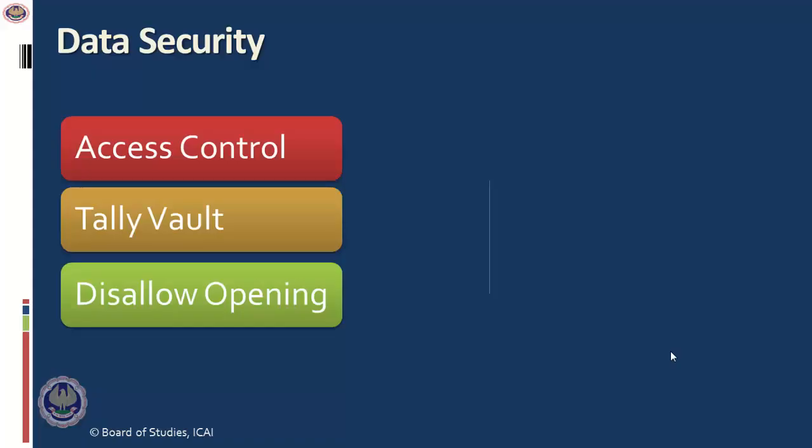Third point in this section, data security, that is disallow opening in educational mode. Many times it is quite possible that some people may take your Tally data out of your office and they may read the data at home. Tally works in educational mode also, but you can prevent your company from opening in educational mode. The Tally data will be opened in such cases with a valid Tally license only. How can this be done?